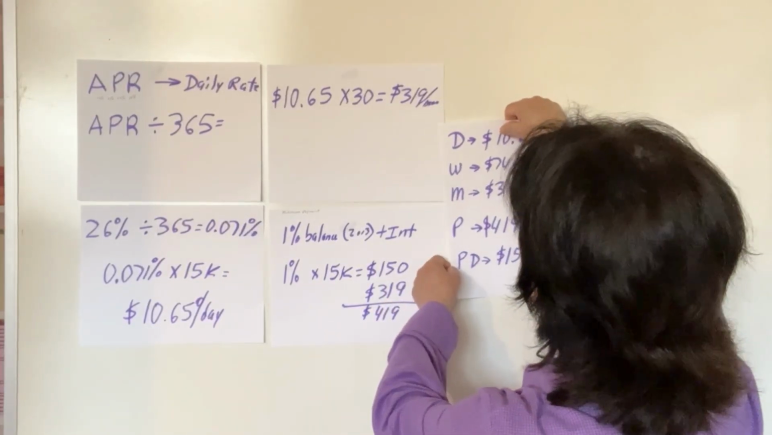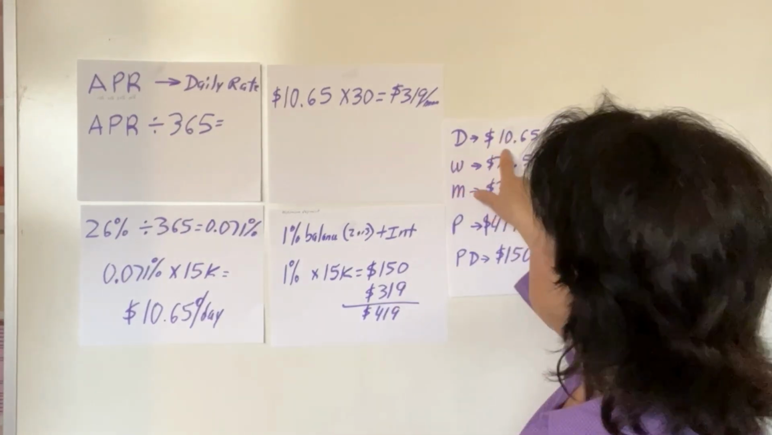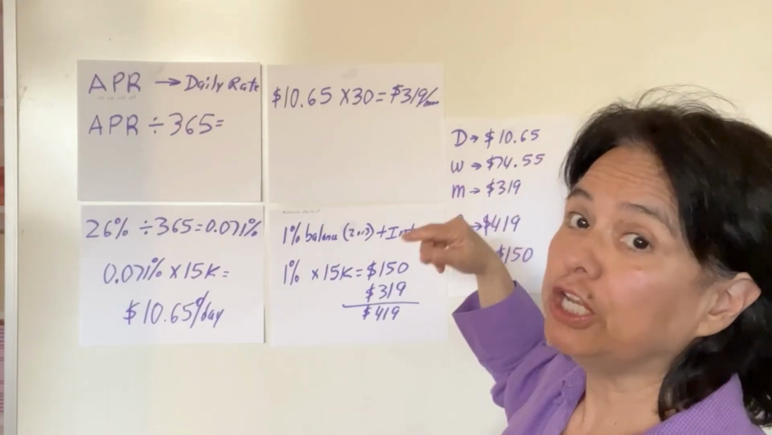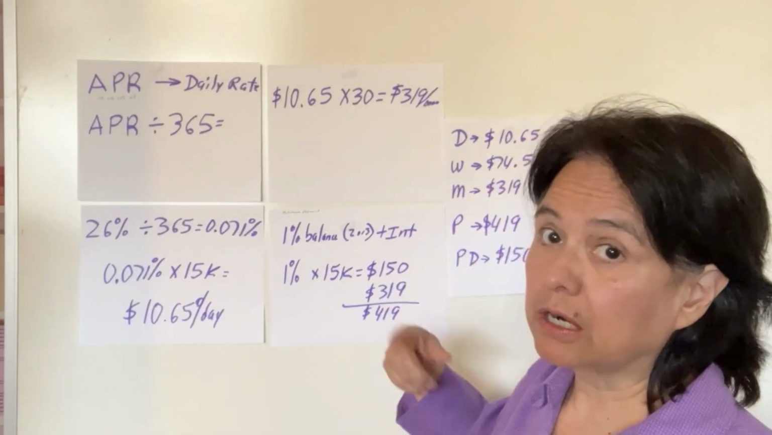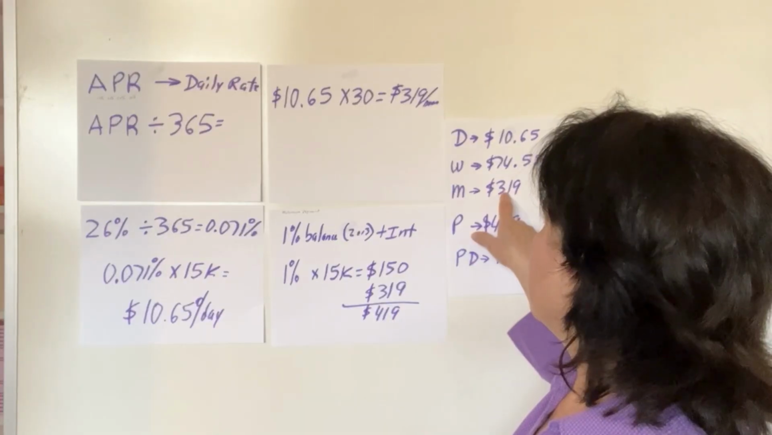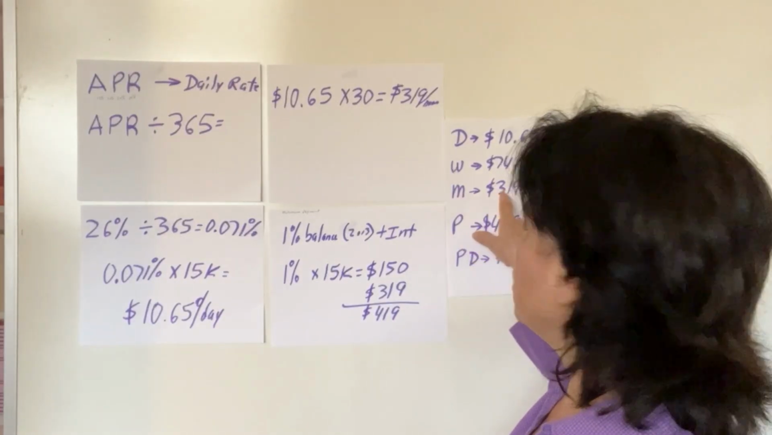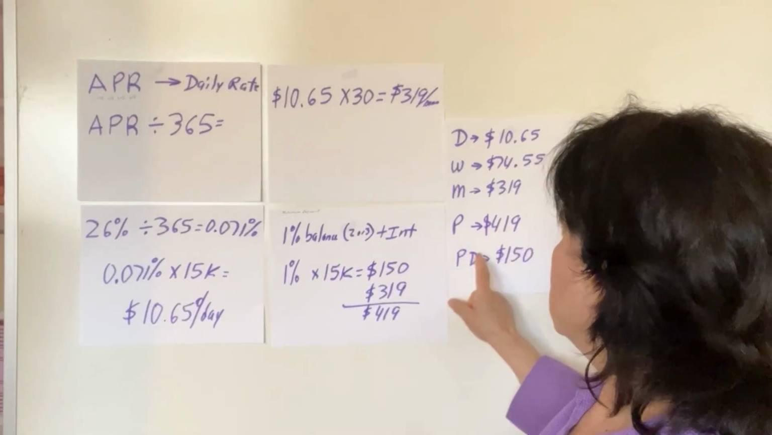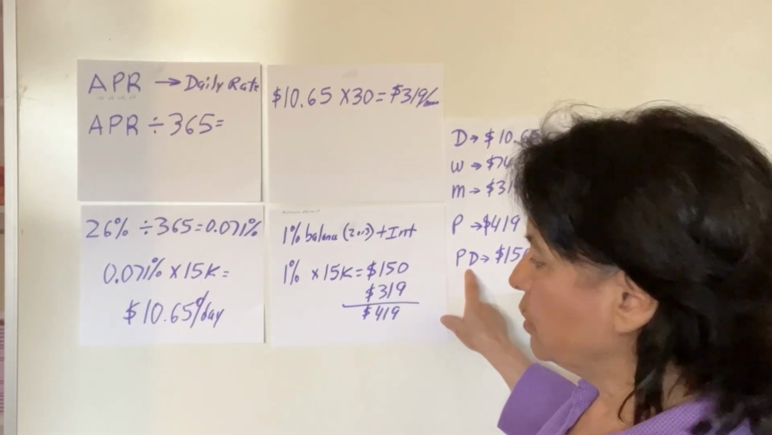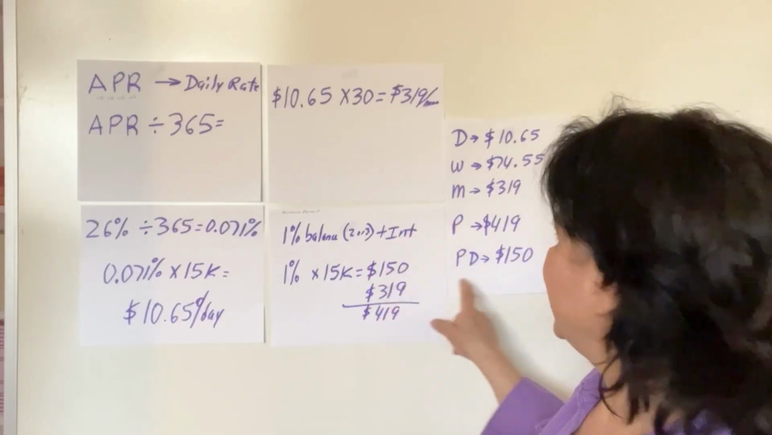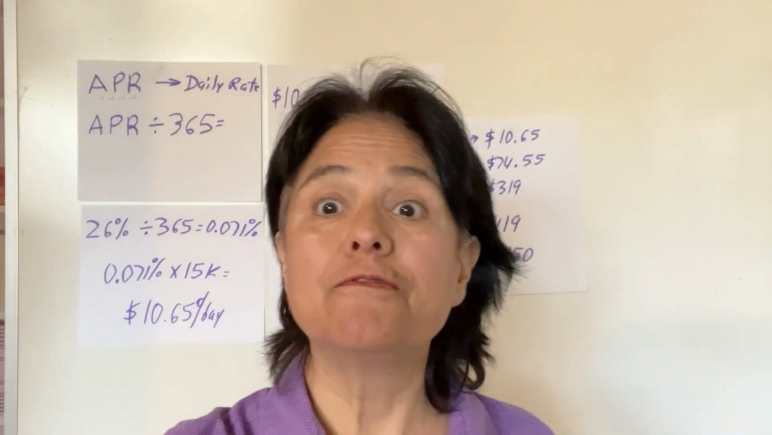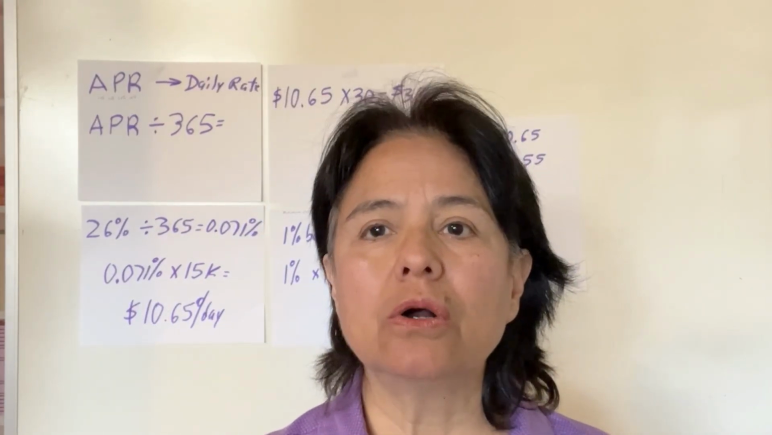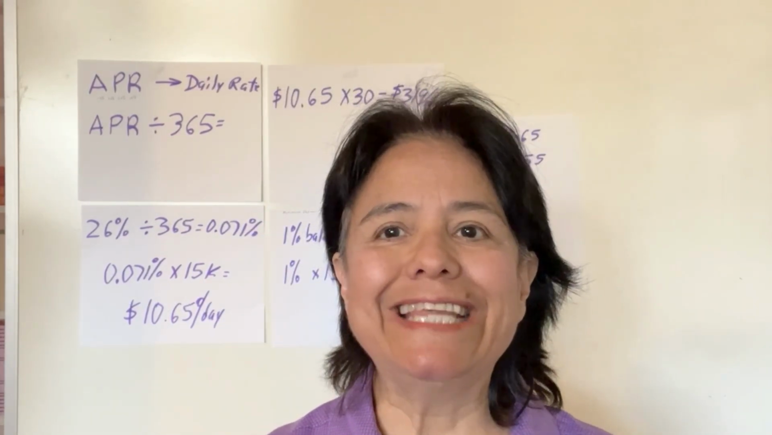So I just want to review this quickly. Daily you pay $10.65. Weekly you pay $74 on interest. Okay, that's what the credit cards are doing. And monthly you pay only on interest $319. The payment that you sent is $419, and the amount that goes to your debt was $150. That's how it is calculated.